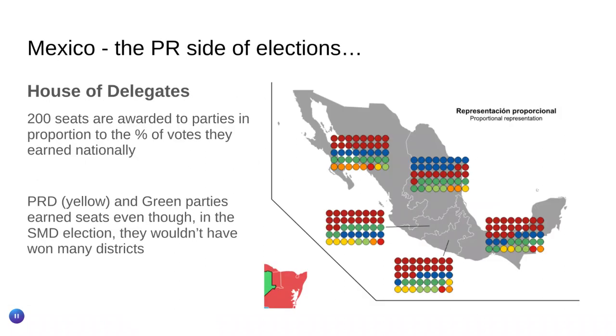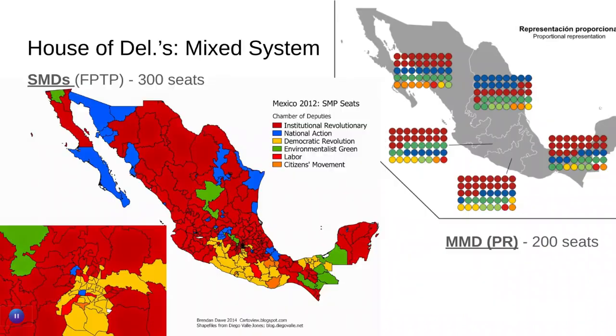So in the House of Delegates on the proportional representation side, you can see the election winners. And you might notice that the yellow ones, the PRD party, are able to pick up some seats that they might not have picked up if it was all SMD. Same with the Green Party. So 200 of the 500 seats in the House of Delegates get chosen through proportional representation. This is a nationwide system, not a small geographic district.